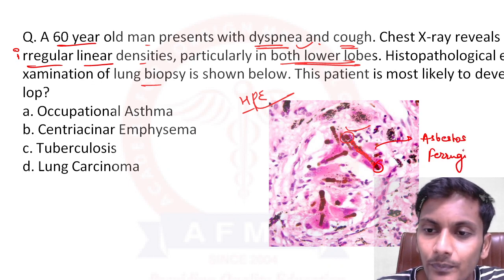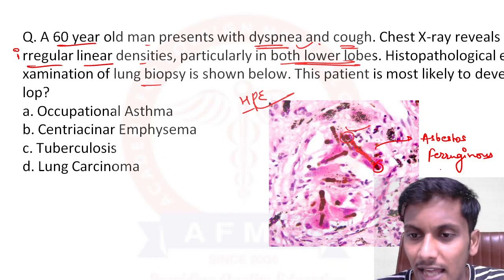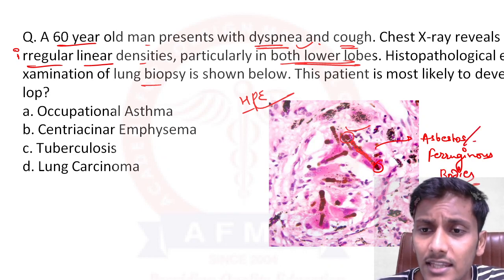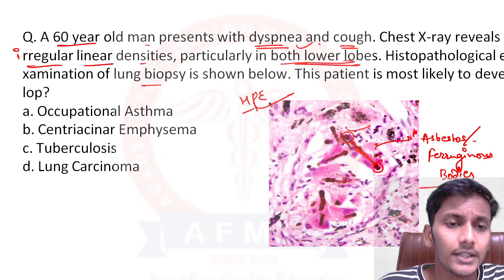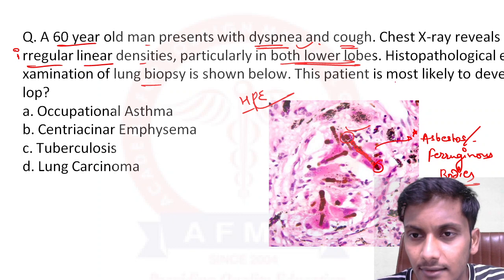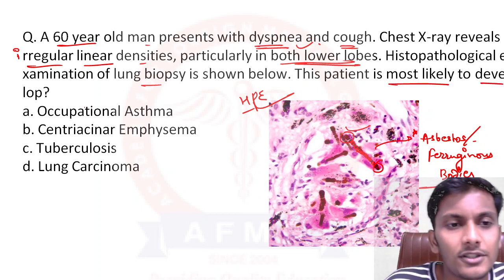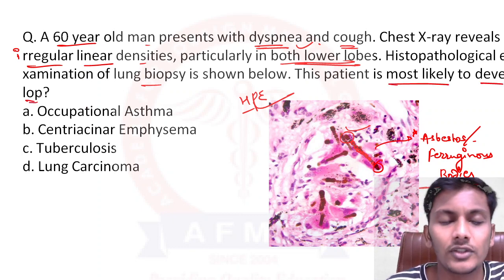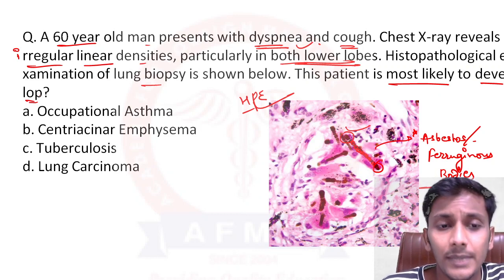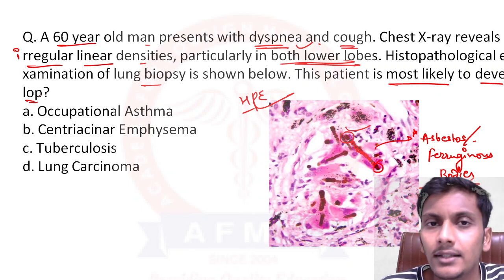So please remember, this is a characteristic picture of your asbestos or ferruginous bodies present in cases of asbestosis on a lung biopsy. So what is a patient of asbestosis most likely to develop? That is our question, right? So a patient of asbestosis is most likely to develop which of the following disease? Option A is occupational asthma, option B is Centriacinar Emphysema, option C is tuberculosis, and option D is lung carcinoma.